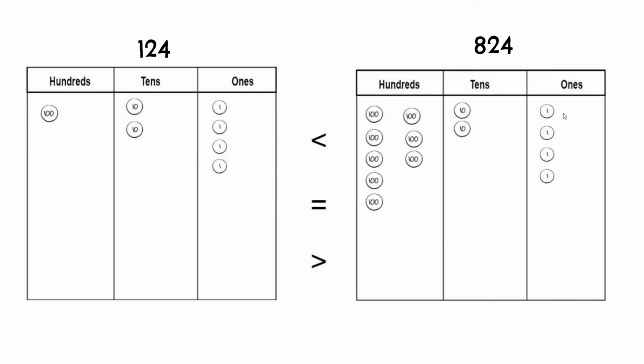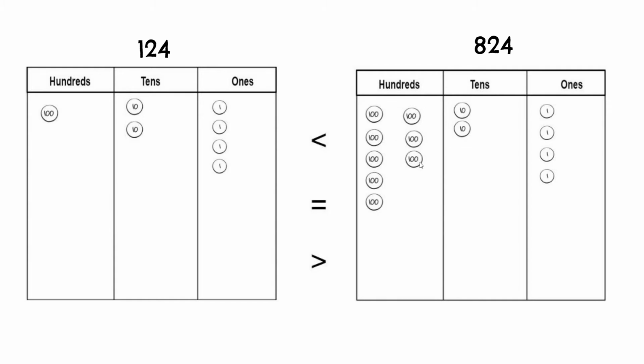Which symbol would best fit in this expression? Shall we use less than, equal to, or greater than? But before that, let's compare our numbers by looking at the largest units. Remember, when we're comparing numbers, we have to look at the largest units, and the largest unit here is hundreds. So let's take a look at the hundreds place value spot. In 124, we only have 100. In 824, we can see that there are 800s.